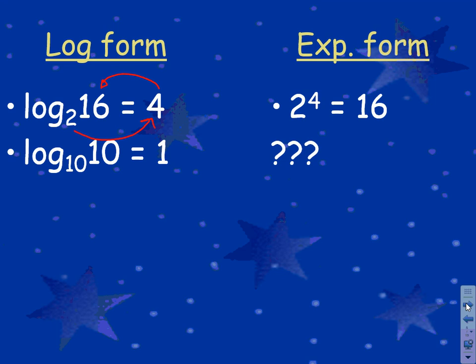Next one. Log base 10 of 10 is equal to 1. So in your head, what are you thinking when you see log base 10 of 10 is equal to 1? Yep. 10 to the first is equal to 10. And you see that by starting at the base, going across the equal sign for the power, and then finishing with what's on the right side of the equal sign.